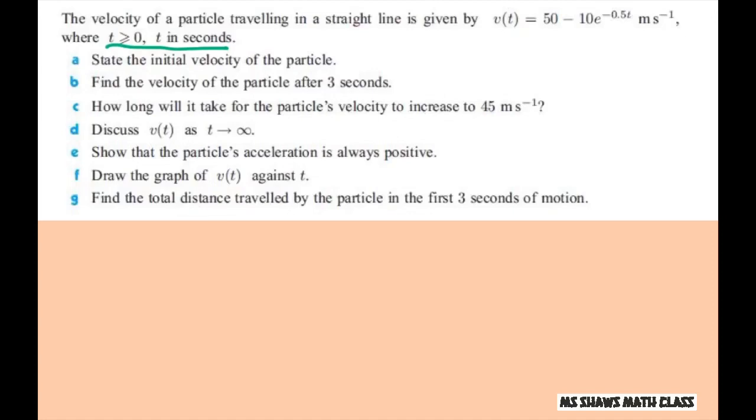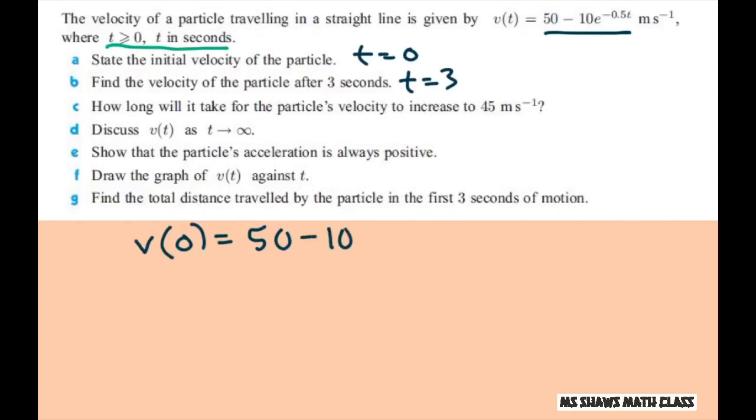So that just means when t would be 0. This would be when t equals 3. So we do v of 0 and take your formula and plug in 0. So you have 50 minus 10 e to the negative 1/2 times 0. So this equals 0. Anything to the 0 power is 1. So what you're going to get is 50 minus 10, which equals 40 meters per second.